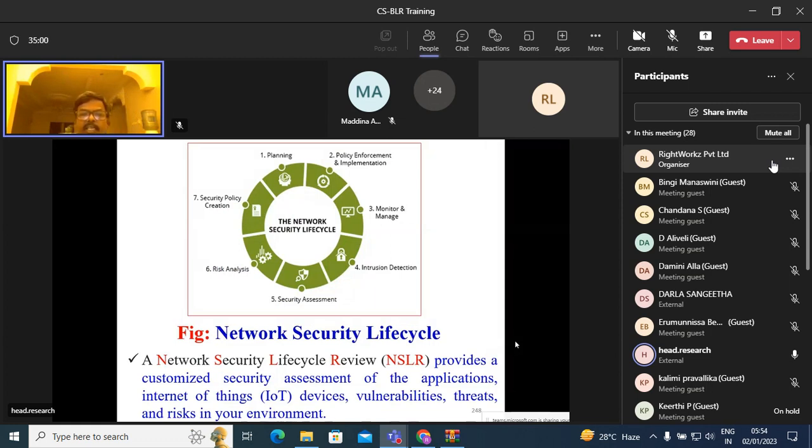Network security lifecycle review provides a customized security assessment of the applications, Internet of Things devices, which are a collection of real-time objects in a network, maybe sensors, cameras, other special devices, and the vulnerabilities, threats and risks in your environment. So what is the network security lifecycle review? It provides a customized security assessment of the applications, IoT devices, vulnerabilities, threats and risks in your environment. There are seven steps of the network security lifecycle, and the first one is planning.